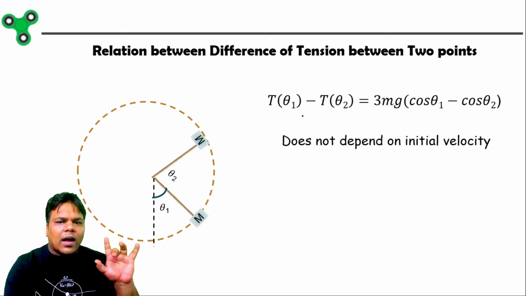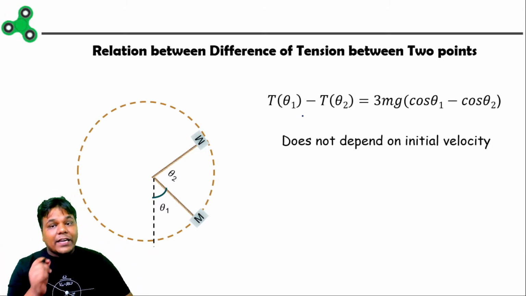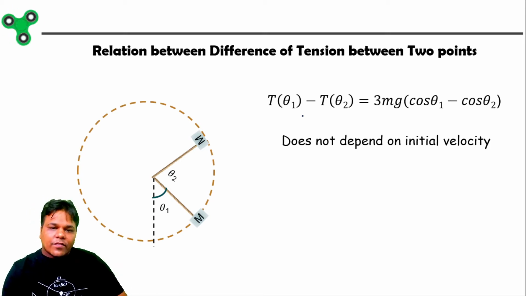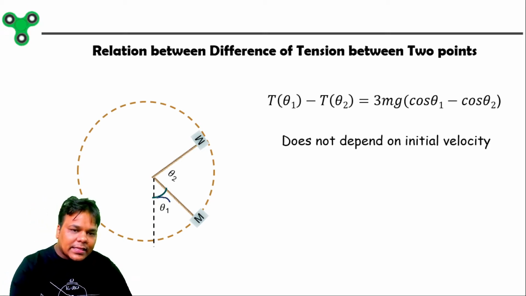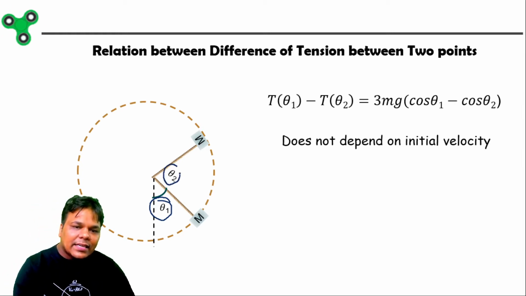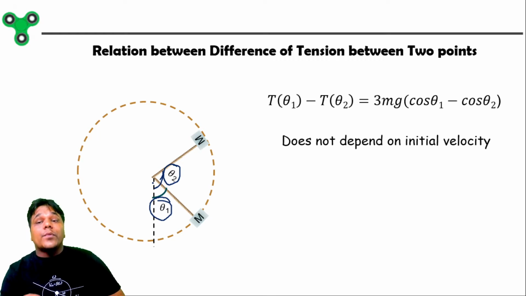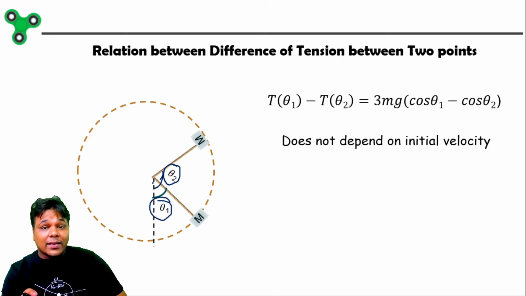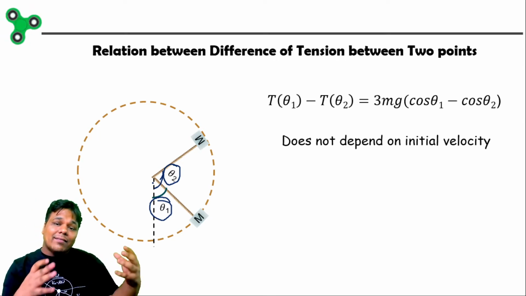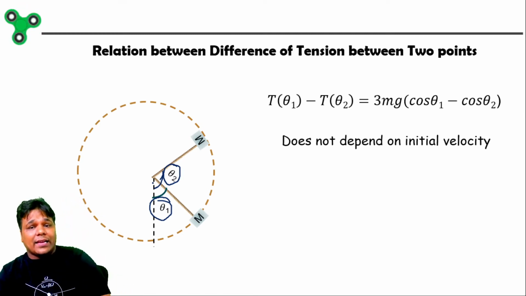How about calculating the difference of tension between two distinct points? For example, the first point is this and the second point is this, theta 1 and theta 2. That is the direct formula which was used in this JEE February exam. You can see how questions are coming from these topics directly.